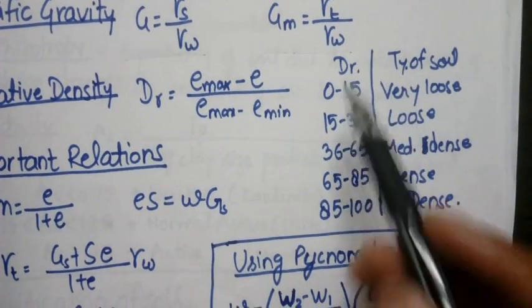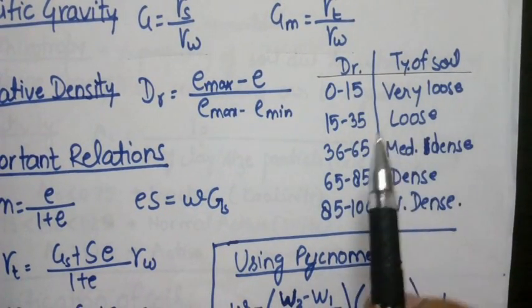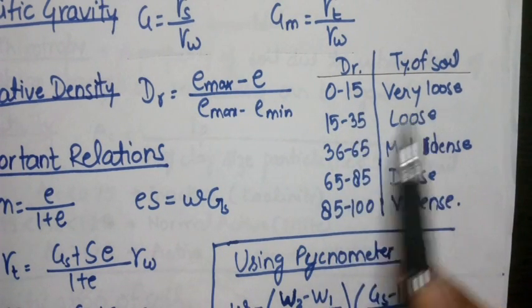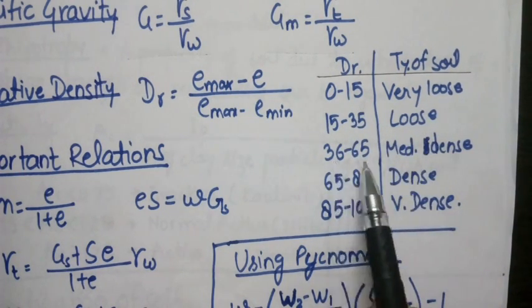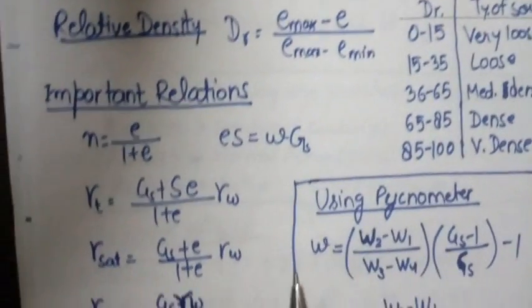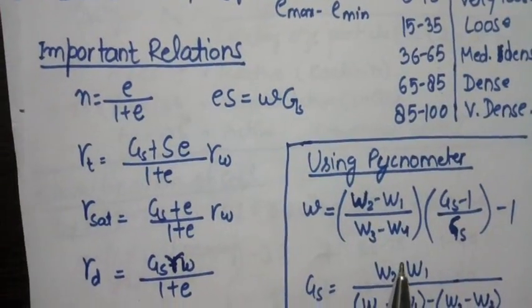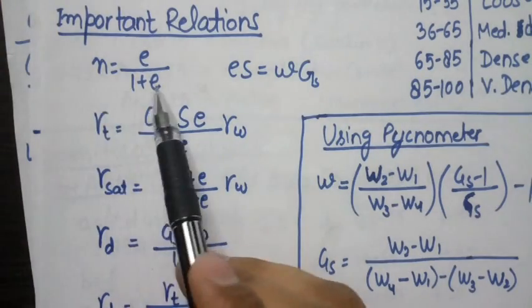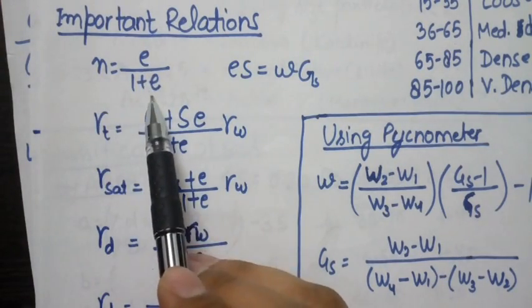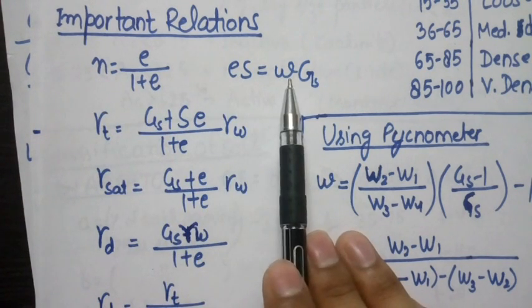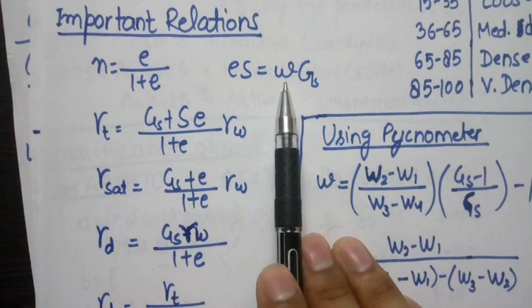Now relative density, we have different properties of soil according to relative density. It is 0 to 15 very loose, 15 to 35 loose, 35 to 65 medium dense, 65 to 85 dense, and 85 to 100 very dense. Now there are few important relations which we have to remember always in our mind. First one is e upon 1 plus e, that is porosity. eS equal to wG, this is water content.